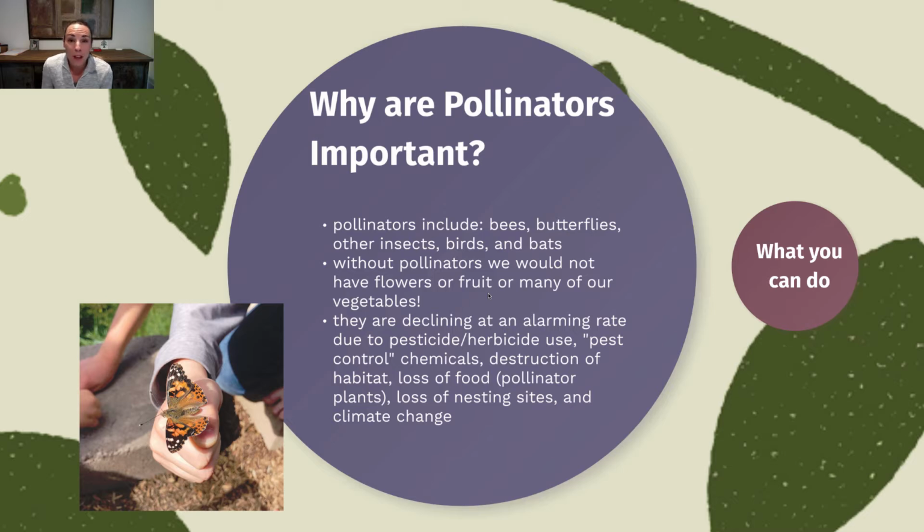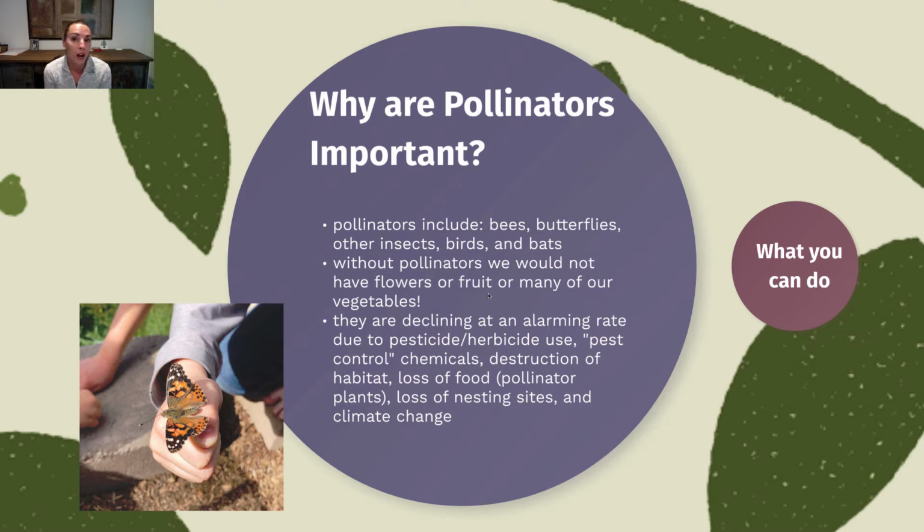So there's lots of pollinators out there. They include bees, which you see most often, and butterflies, which you see most often, but also other insects like beetles and flies can be pollinators. Birds, our most common pollinating bird is a hummingbird, but also bats. Bats are also pollinators. So there's lots of pollinators out there. And without these pollinators, we wouldn't have flowers or fruit or many of our vegetables that we eat.